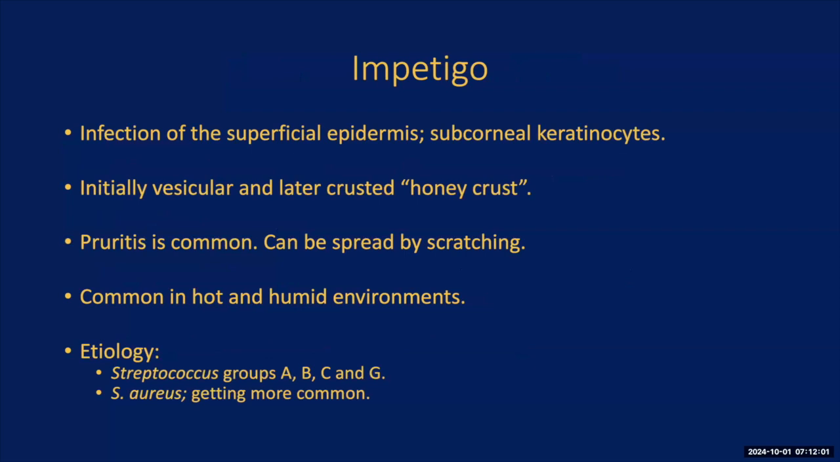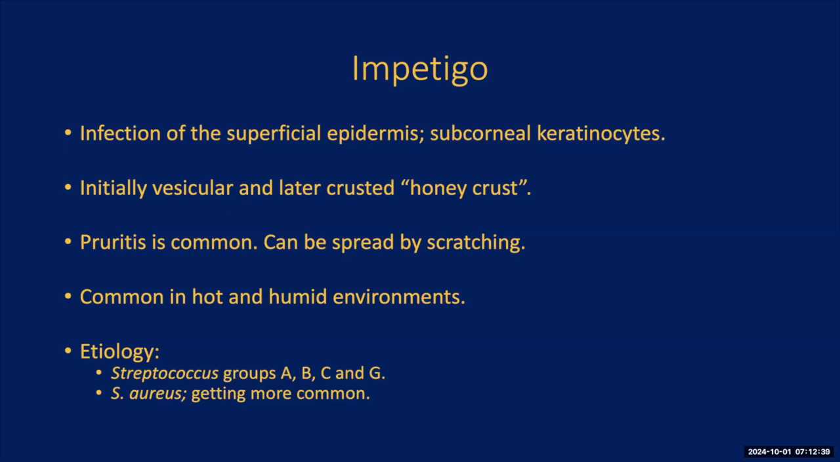So next we move on to impetigo. That's another entity. This is also an infection of the superficial epidermis. It affects the subcorneal keratinocytes, and typically it starts as a vesicular lesion, and once these erupt, fluid is released and it leads to what is typically described as a honey crust. Most commonly it happens in kids, however, adults can have it as well. It is usually associated with pruritus, and what's important to note is that it can be spread by scratching. So again, good hygienic practices should be encouraged.